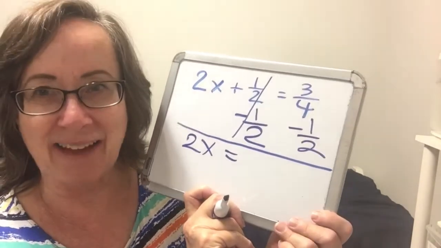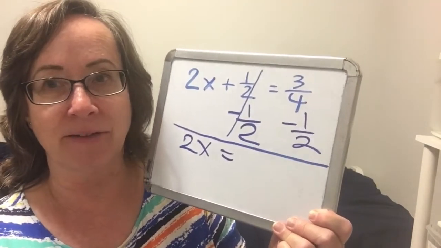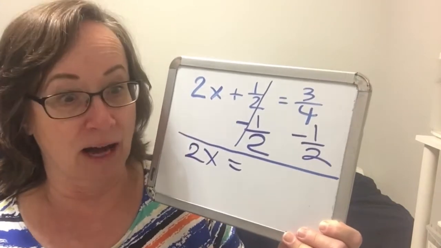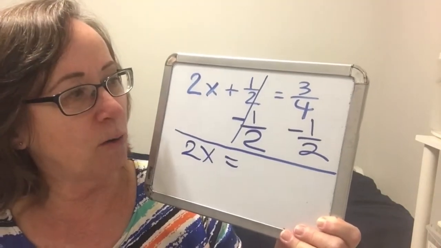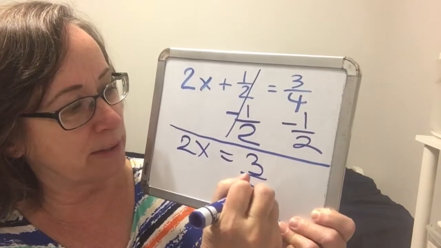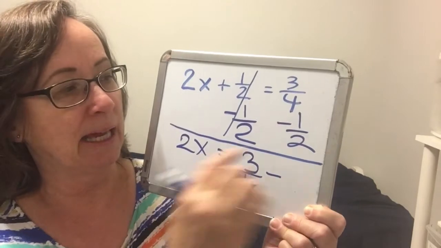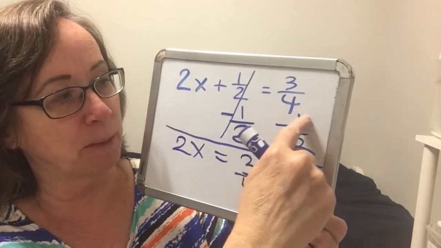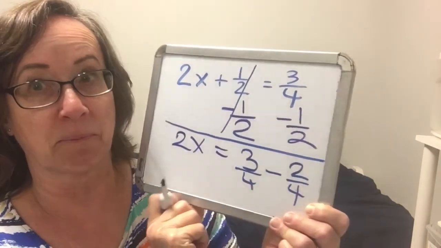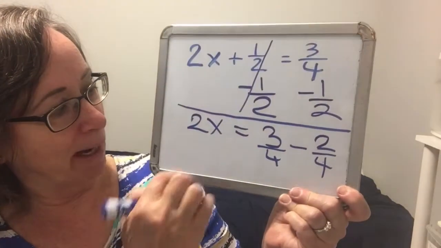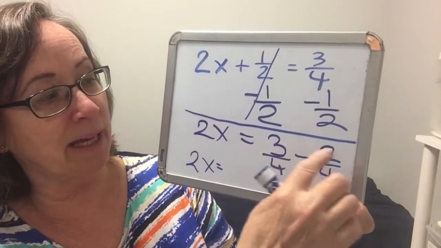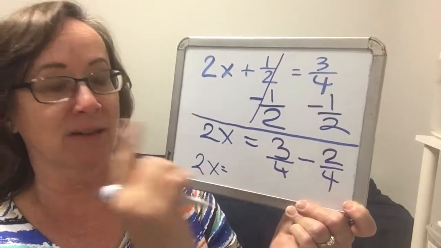What do I always have to do when I have fractions? Before I can add or subtract them, don't I have to get a common denominator? So instead of doing this in one step, what if I say 3/4 minus, could I change 1/2 multiplied by 2 on the top and the bottom to 2/4? I could, couldn't I? So now what do I have? 2x equals 3/4 minus 2/4 is 1/4.